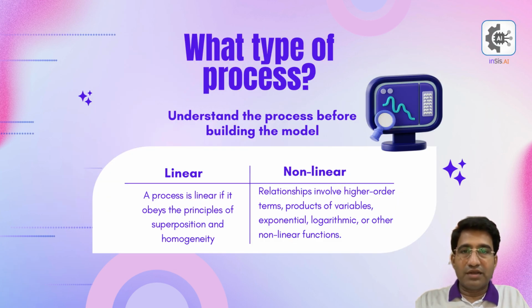So let us first understand the process. There are two types of processes, linear and non-linear. Linear processes are homogeneous. That means the behavior is the same across operating conditions, and they follow the rule of superposition. That means when the behavior of one variable is added to the behavior of another variable, the resultant will be the sum of those two. That kind of behavior is typically applicable for linear processes. However, in non-linear processes, it won't be applicable.